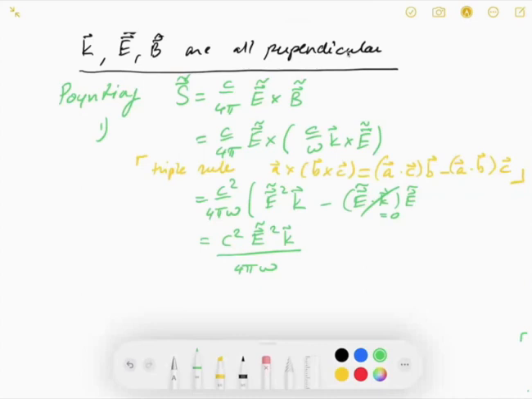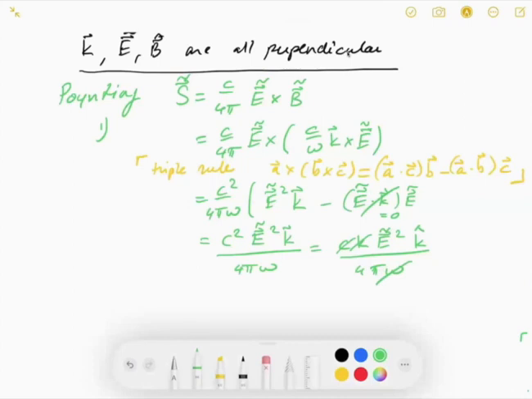So we know that C and K equal omega. So in other words, we can write this as C times K times E squared. And now this is not K vector, but this is K normal over 4 pi omega. And now omega is equal to CK, so there we go, done.